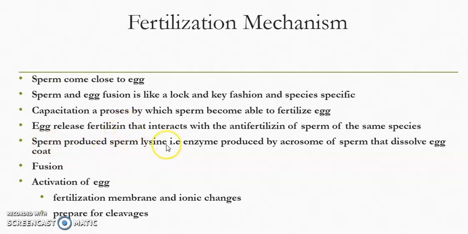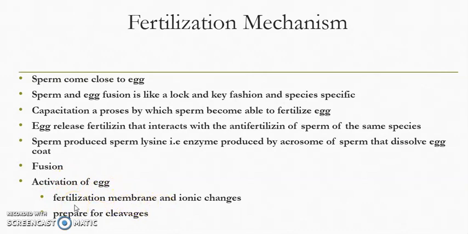Sperm produce sperm lysin, an enzyme produced by the acrosome, which is present in the head of the sperm, that helps the sperm dissolve the egg coat so that the sperm can penetrate. After penetration, the sperm nucleus moves into the cytoplasm of the egg, where both nuclei fuse. After the fusion, the egg becomes activated, and during egg activation, the egg produces a fertilization membrane.